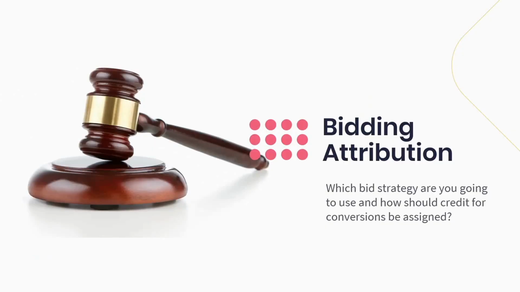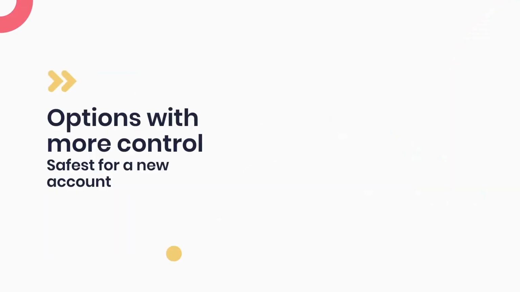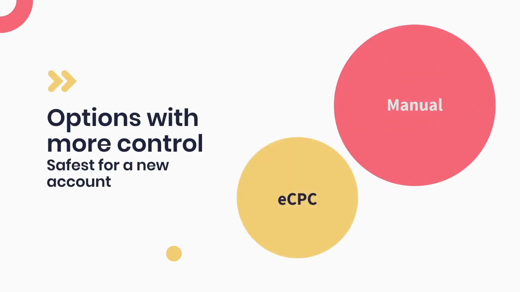Also, a very important decision is which bid strategy are you going to use and how should credit for conversions be assigned. We're not going to spend time on attribution now, but I do want to touch on bidding and just give you a few recommendations, which is based on experience. These bidding options are what I believe to be the safest bet when launching a new campaign in a new account. So completely new. No history in the account.